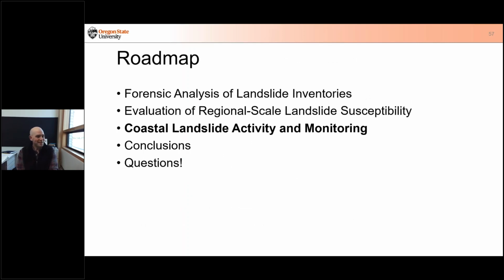Let's take a trip to the coast. Let's pretend it's sunny. Rarely is, but let's pretend. And let's talk about some of the landslides and coastal retreat and what that might look like in terms of change using some of this data that we've discussed and other data sets.